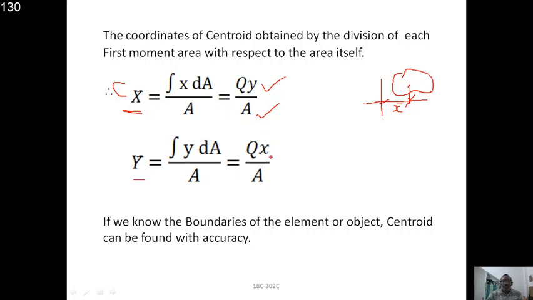Then what is the y bar? Qx, that means the moment of an area divided by area, you get the y bar. Y bar means this is the y bar, right? So now this is the centroid of this object. So this is the representation of the centroid of an object using the boundaries of the element or object.